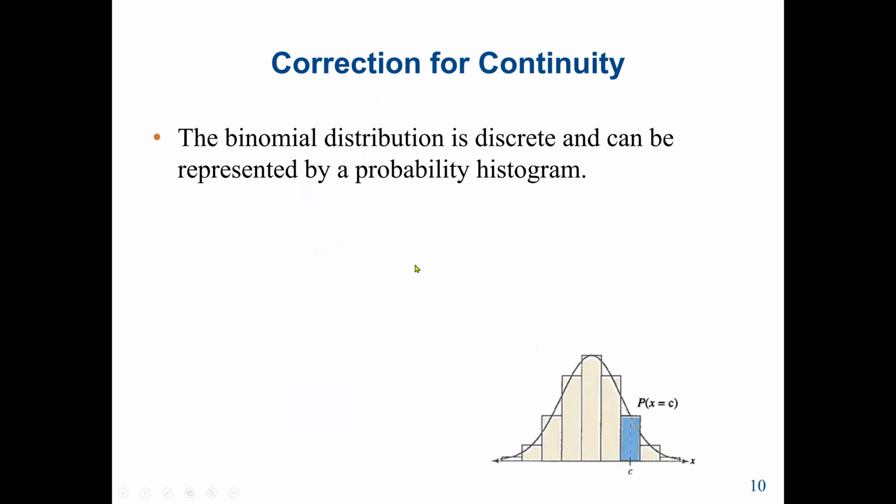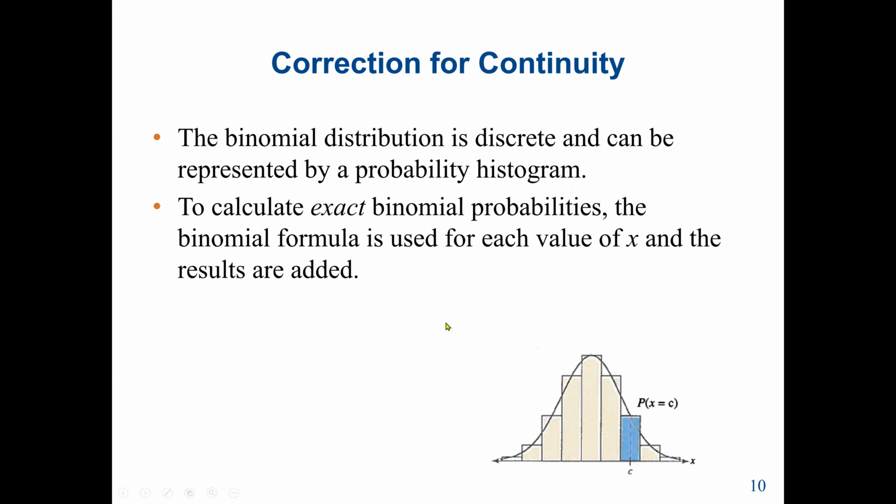So we move to the next section, the correction for continuity. Here we say that a binomial distribution is discrete and can be represented by a probability histogram, since it's based on counting. In a histogram, our x-axis is the class, and it has to be whole numbers. To calculate exact binomial probability, the binomial formula is used for each value of x, and then the results are added.